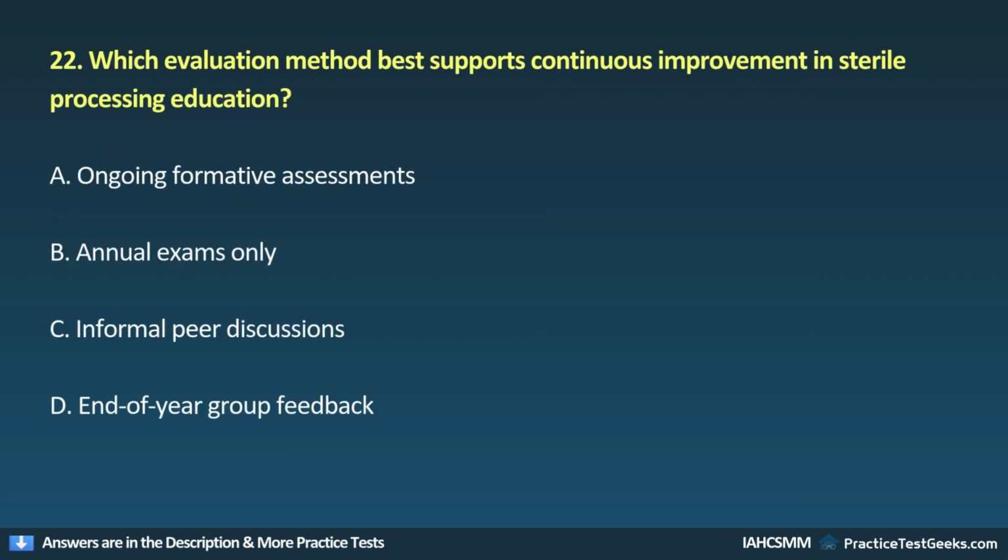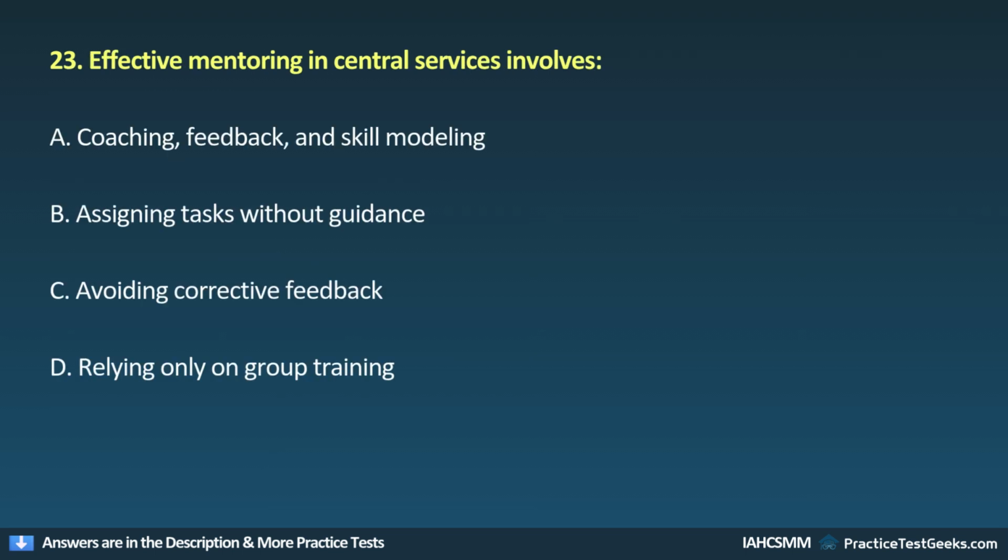22. Which evaluation method best supports continuous improvement in sterile processing education? A. Ongoing formative assessments. B. Annual exams only. C. Informal peer discussions. D. End-of-year group feedback.